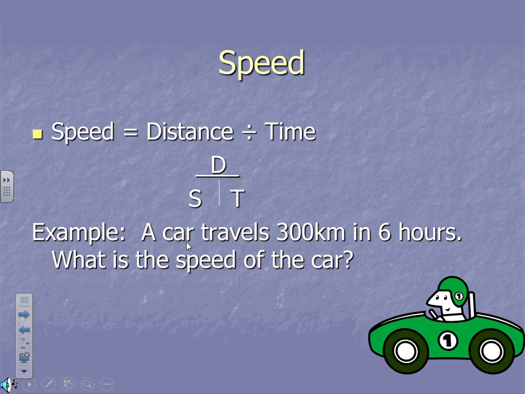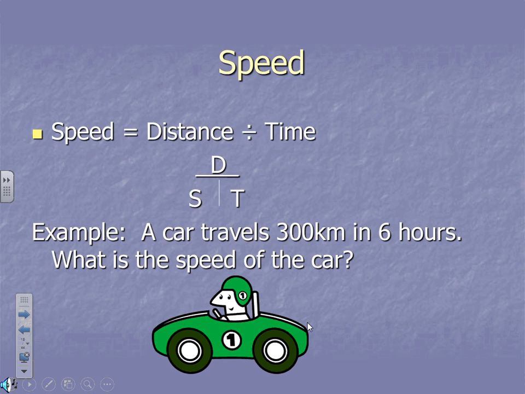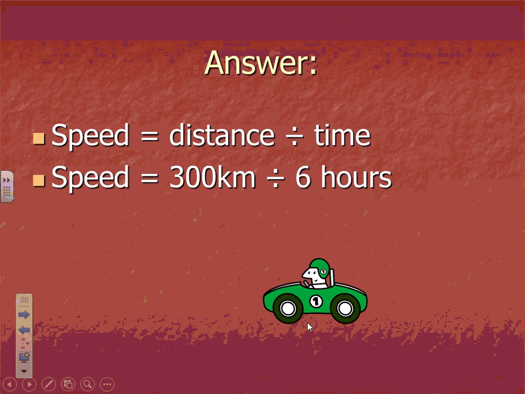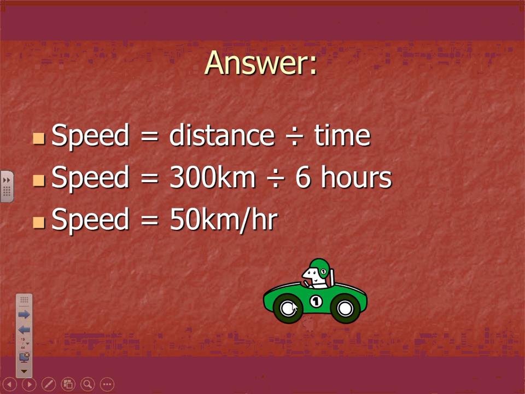So, example, a car will travel 300 kilometers in 6 hours. What is the speed of the car? Again, you guys talked about this last year. Distance divided by time would be 300 for the distance, divided by 6 hours for the time. So 300 divided by 6 gives you a grand total of 50 kilometers per hour. Okay, so fairly straightforward as far as how to find speed.